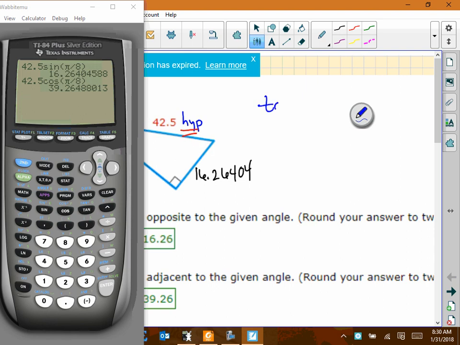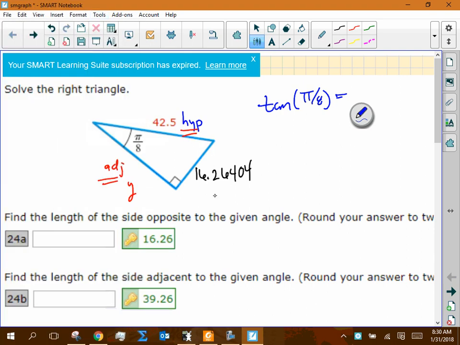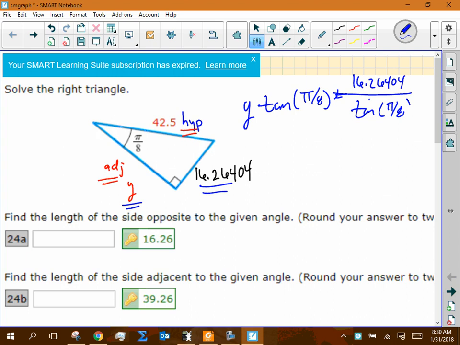Could I use tangent of pi over 8 to be equal to the opposite side divided by the adjacent side? So now you have 16.26404 over y. Then multiply both sides by y, and I'll put y over here. Then I want to isolate y, so I'll divide both sides by tangent of pi over 8. That should give me the same value.